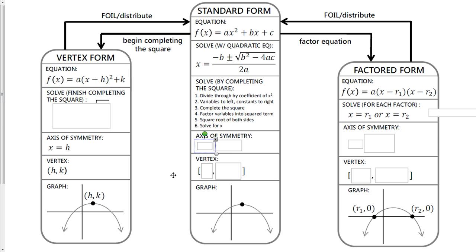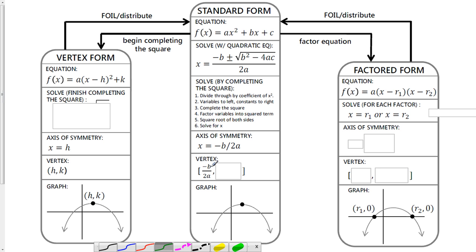Now, one formula that you should be familiar with is finding the axis of symmetry when you're in standard form. That's the negative b over 2a equation. So x is equal to negative b over 2a. And because the value here for your axis of symmetry is going to be the same as the x-coordinate of your vertex, we can also copy that down here.